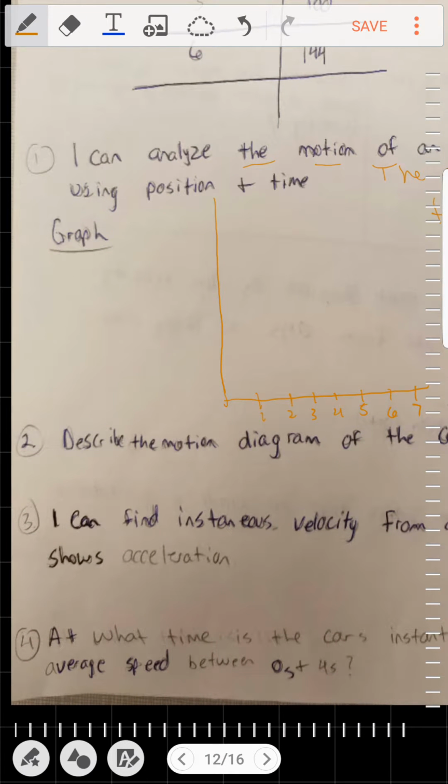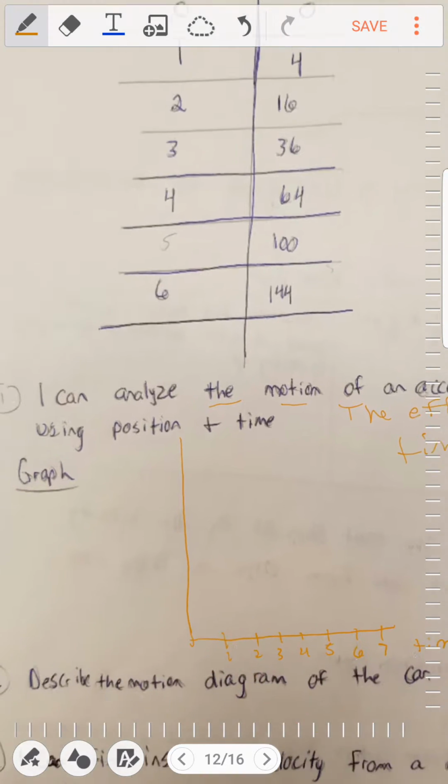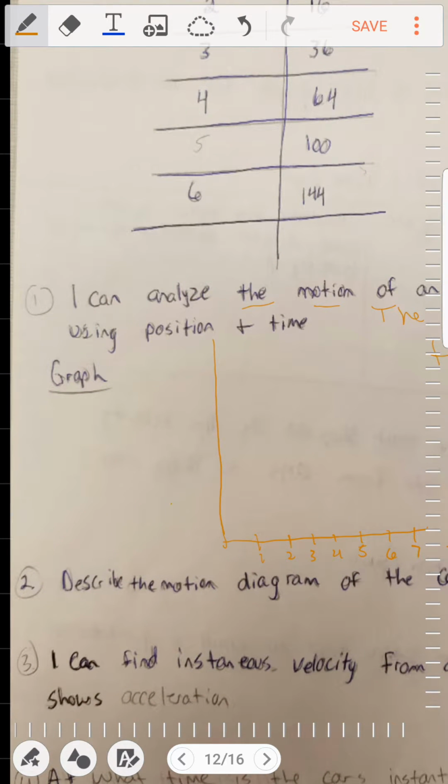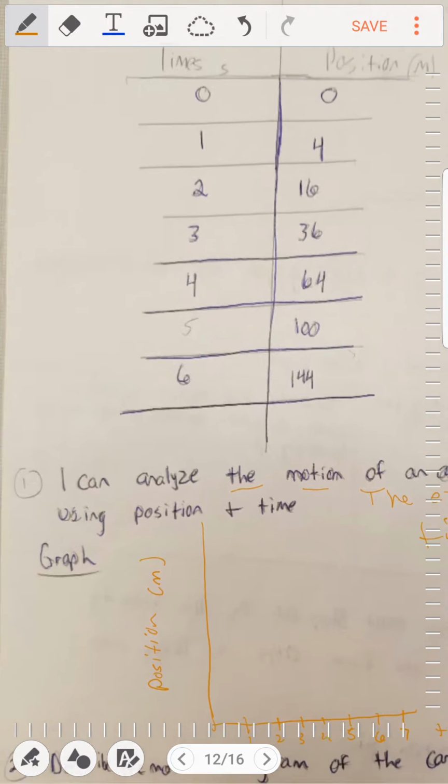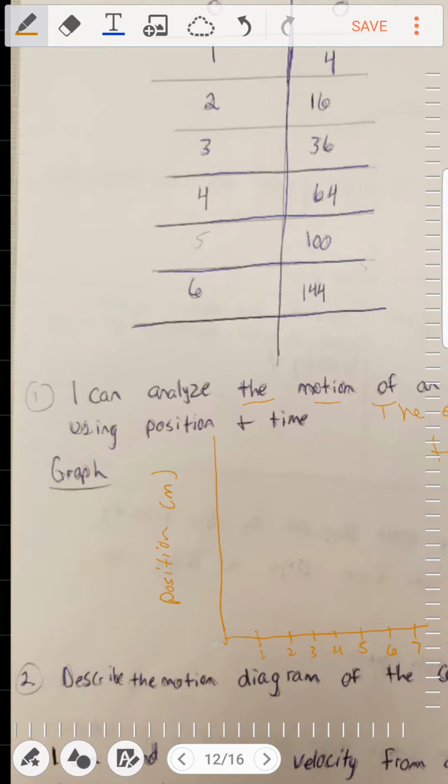The next thing is there's position. It's in meters, so I'd put position in meters. And we're going to go up by 20. That's probably the best for us. We're going to go 0, 20, 40, 60, 80, 120, 140, 160. Okay?